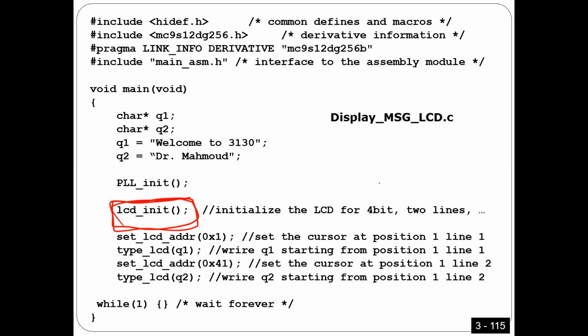I'm going to say it again. Every time you want to use the LCD, you have to call this function only one time, at the beginning of your program. That's it. Is that okay?